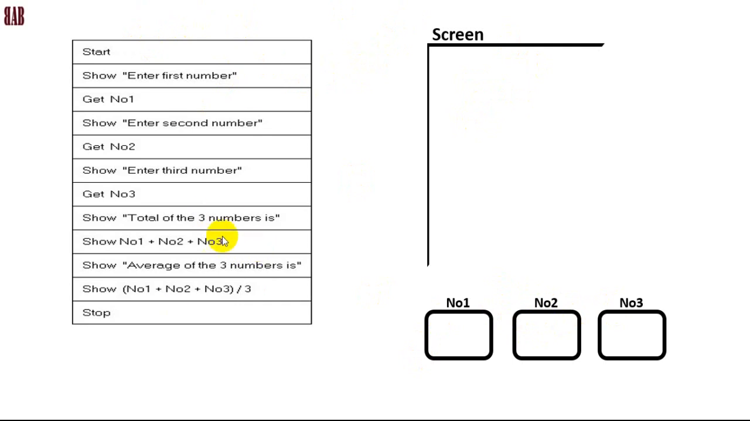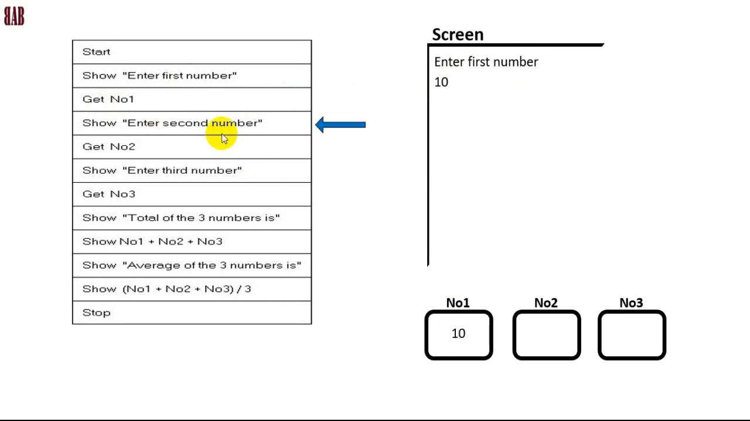So let's go through this. You start. Now we need to accept three numbers, right? For the first number, I'm putting a message saying enter first number. That will be displayed. And to get the number, we go to this second line, get number one. Now the computer is waiting, and the user will have to type a value and press enter. Let's say the user types 10 and enter, that will be taken by number one.